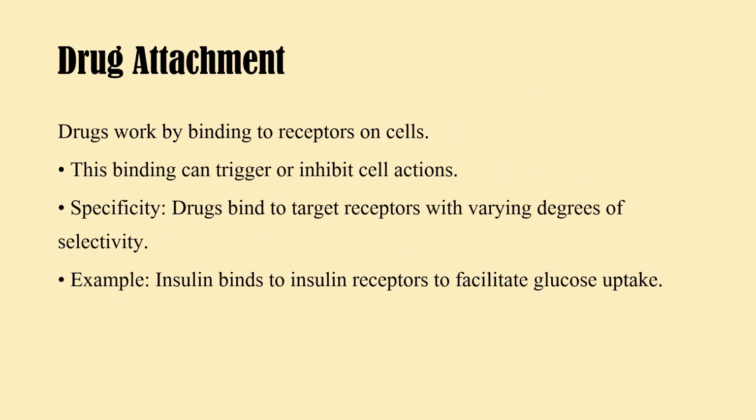Drug action begins when a drug binds to specific receptor sites on cells. Think of it like a key fitting into a lock. This binding can then trigger, inhibit, or partially influence cell functions, depending on whether the drug acts as an agonist, antagonist, or partial agonist. Specificity, how selectively a drug binds to its intended target, is crucial. For instance, insulin mainly targets insulin receptors to help with glucose uptake, which helps minimize effects elsewhere in the body.